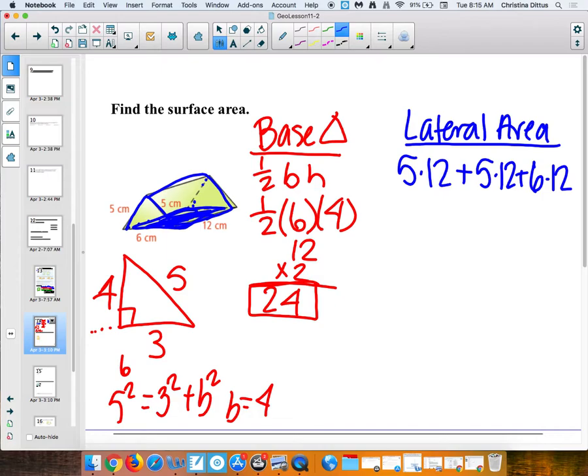3, that's not gonna work, because your bottom is 6. So 5 by 12 is 60. So you have 60 plus 60. 6 times 12 is 72. So when you add all this up, what's your total lateral area? 192.